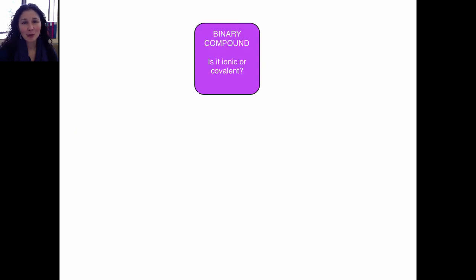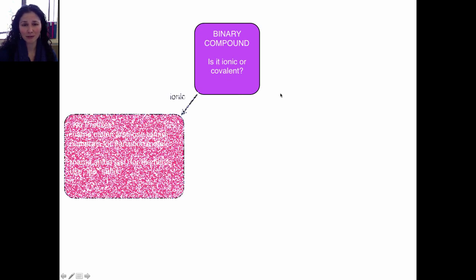I'd like you to come up with your own flowchart for the main differences between naming ionic compounds and binary covalent compounds, but I'll show you what I've got, just in case you forgot anything. So if you come across a binary compound, the first thing you want to ask yourself is: is it ionic or is it covalent? Because you use two different naming systems, depending on whether it's ionic or covalent.